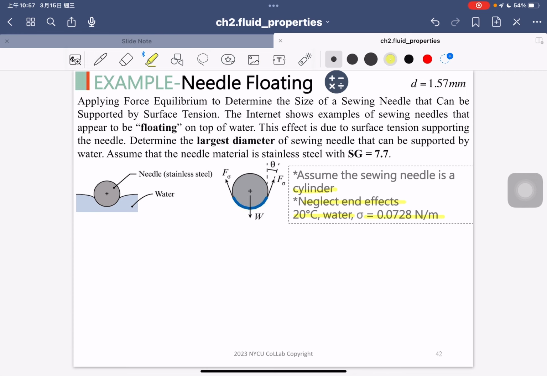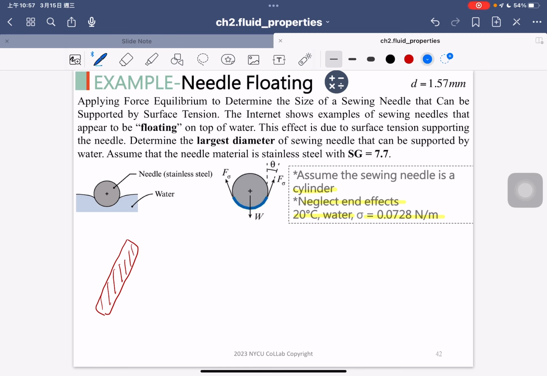When we do any exercise, we should consider what conditions we have in the problem and what assumptions we apply. So go back to see how we can do the force balance. We consider maybe this is my needle, and this is actually floating on the water. So how can we consider the force balance?